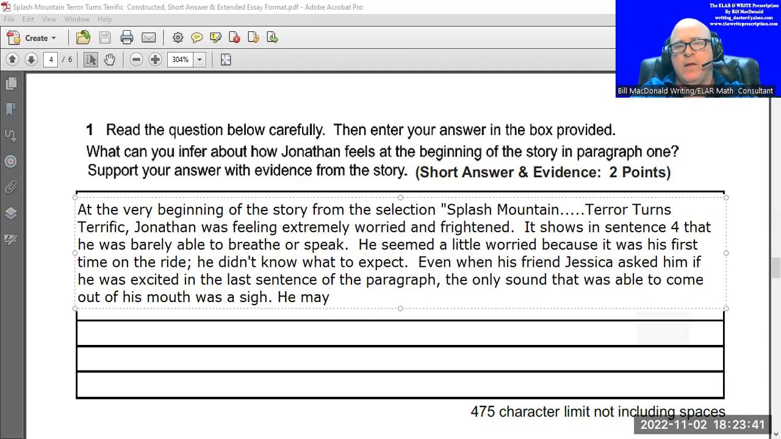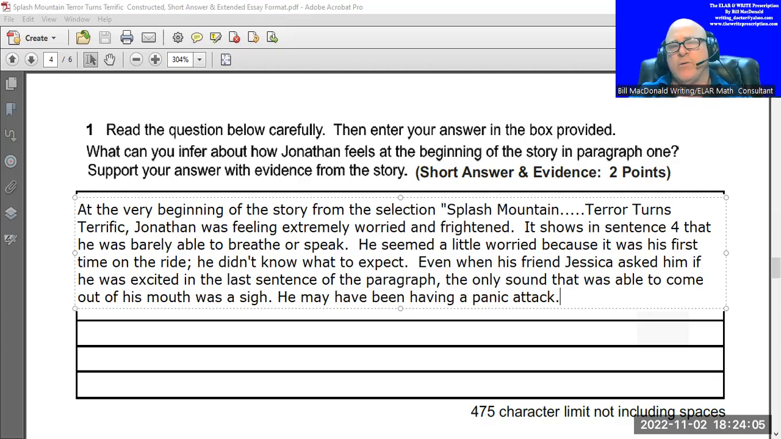He may have been having a panic attack. Now, I'm going to tell you that this is probably more than your students need because I have clearly answered the question. He's worried and frightened based on the showing that he does. And then I established the evidence.